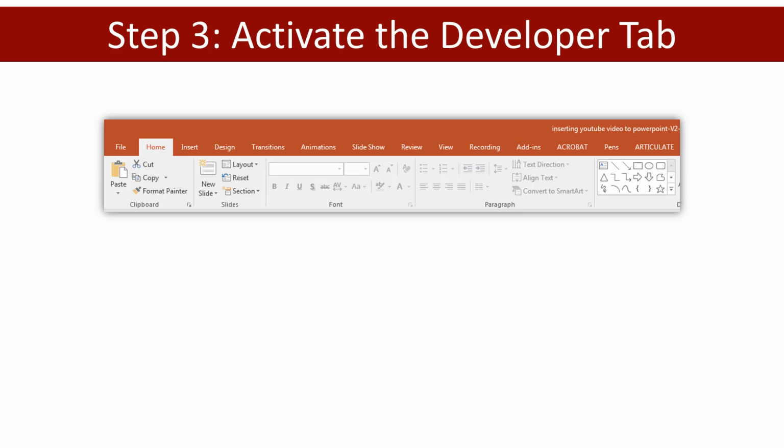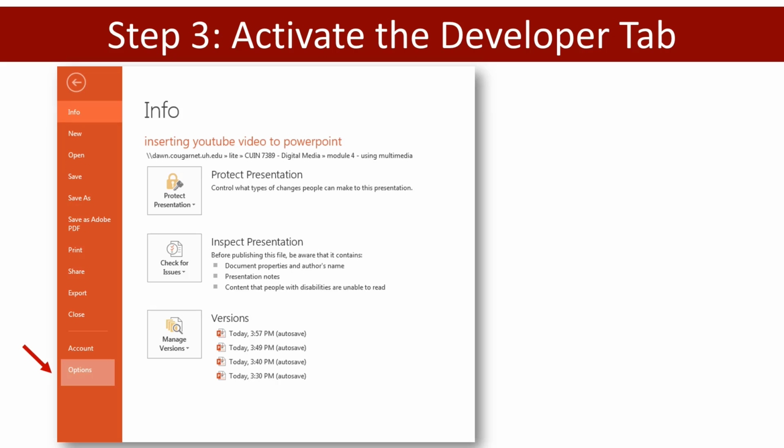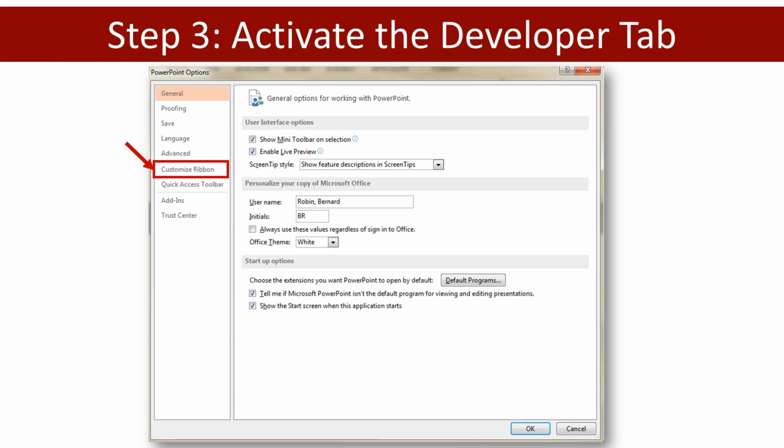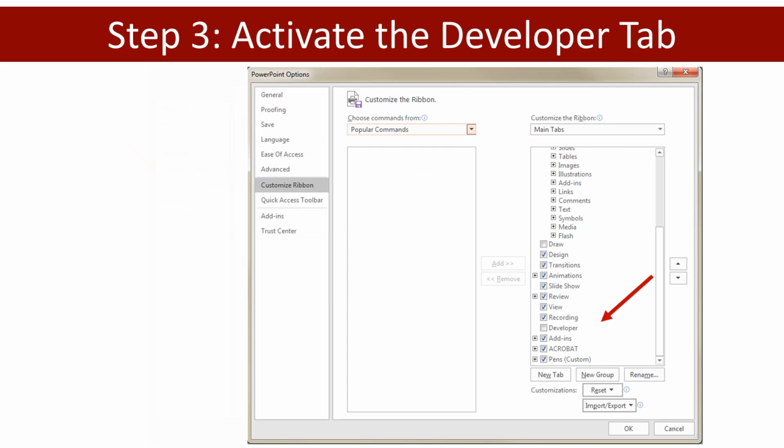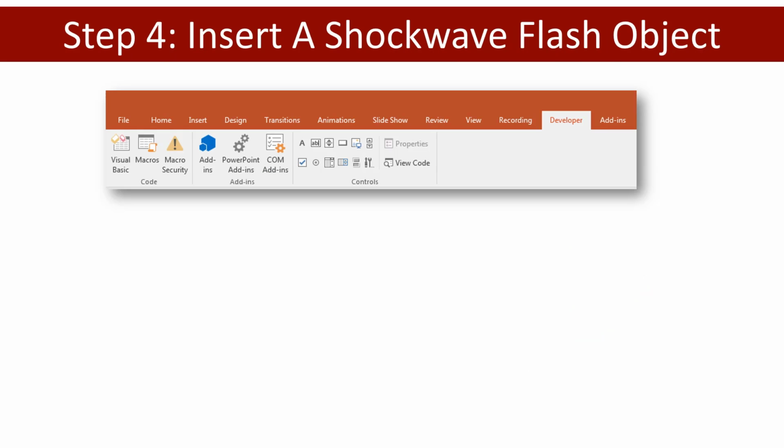The next part of the process is to activate the Developer tab. By default, the Developer tab is hidden in PowerPoint. To show it, go to File, then select Options. From the PowerPoint options, select Customize Ribbon. Then find the Developer tab in the right column and click on the small box next to it, making sure that the check mark is on. Then click OK. Once activated, you should now see the Developer tab on your ribbon.